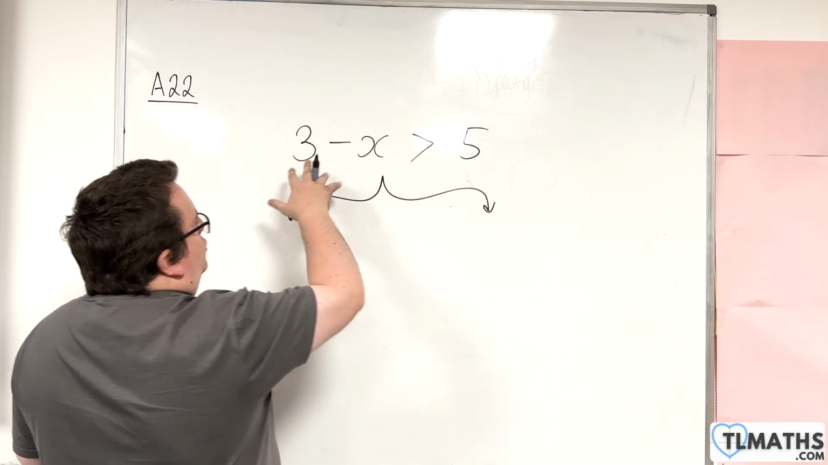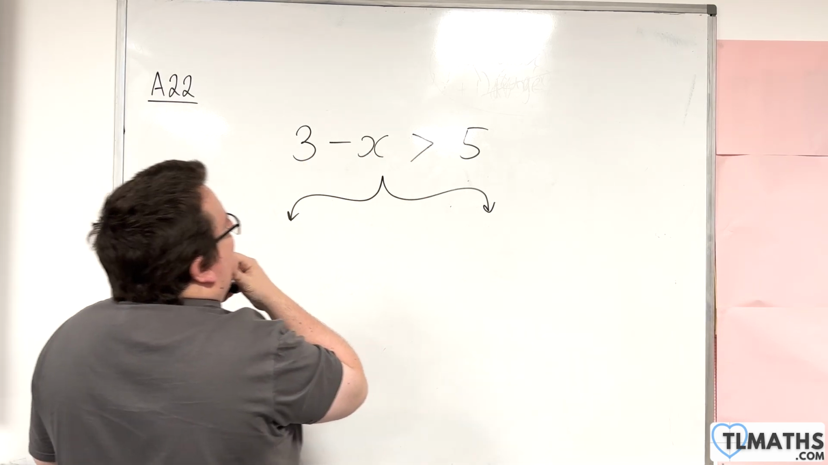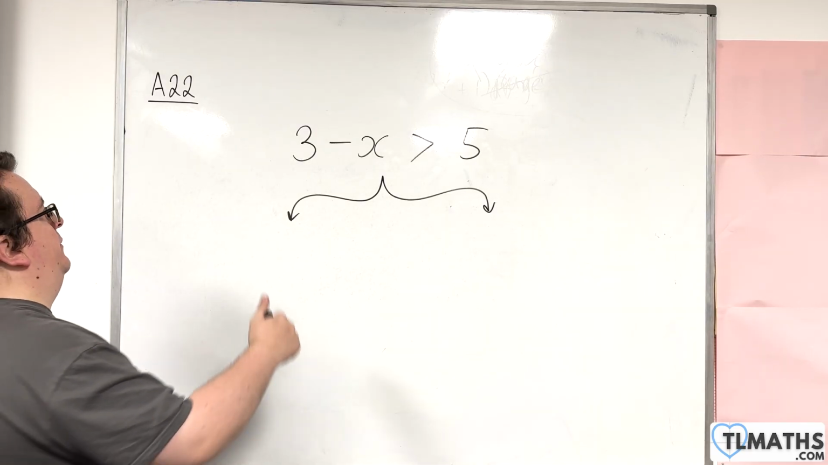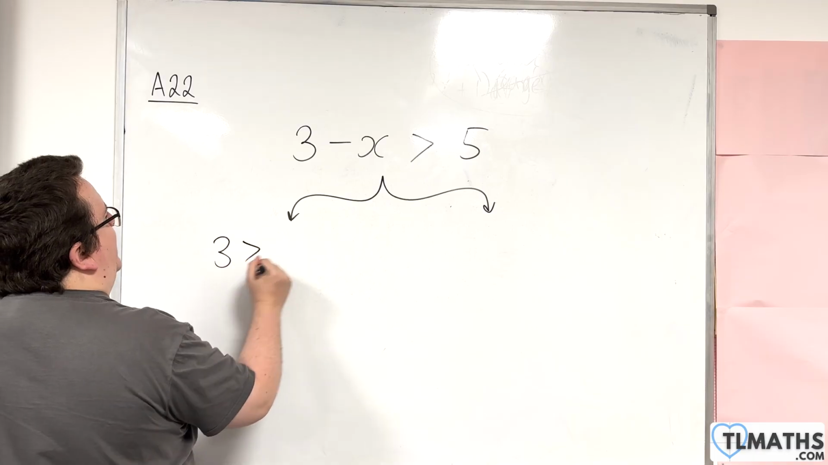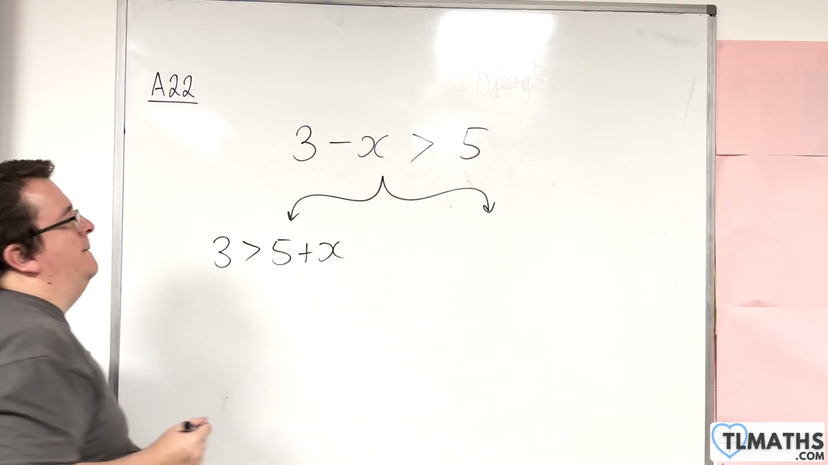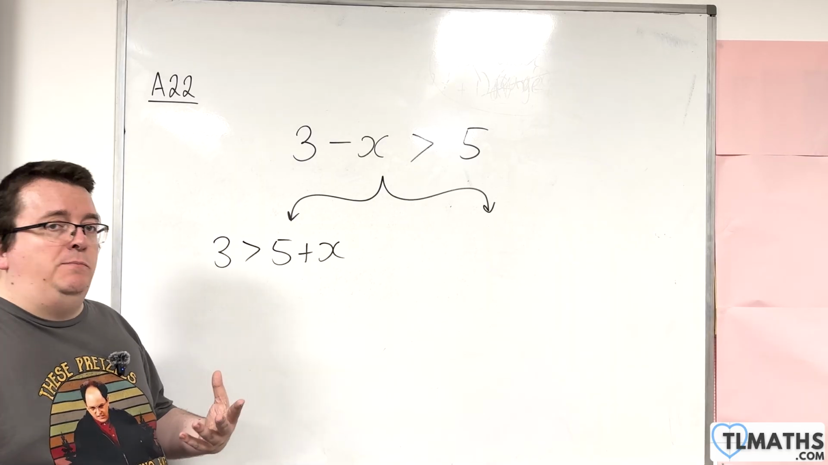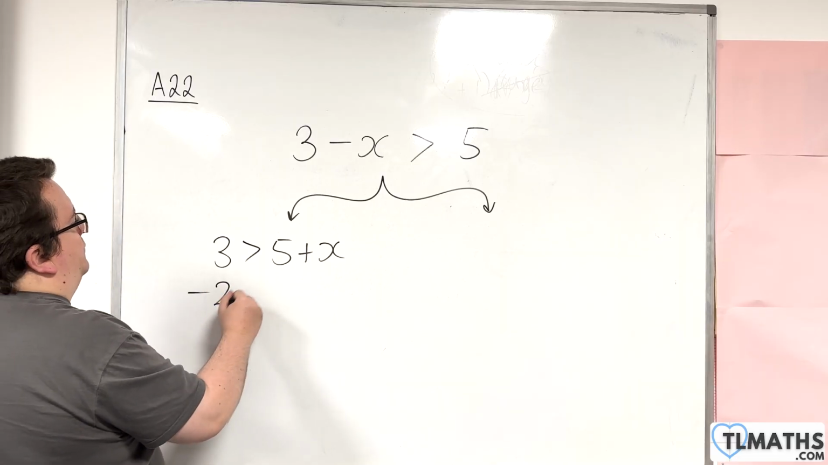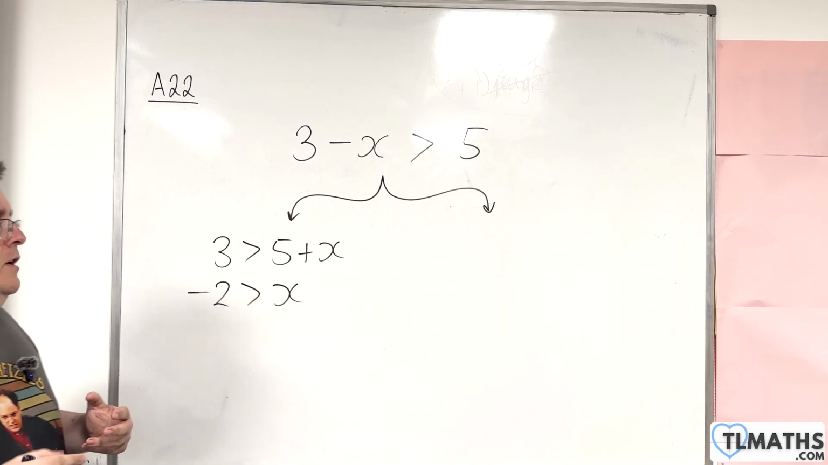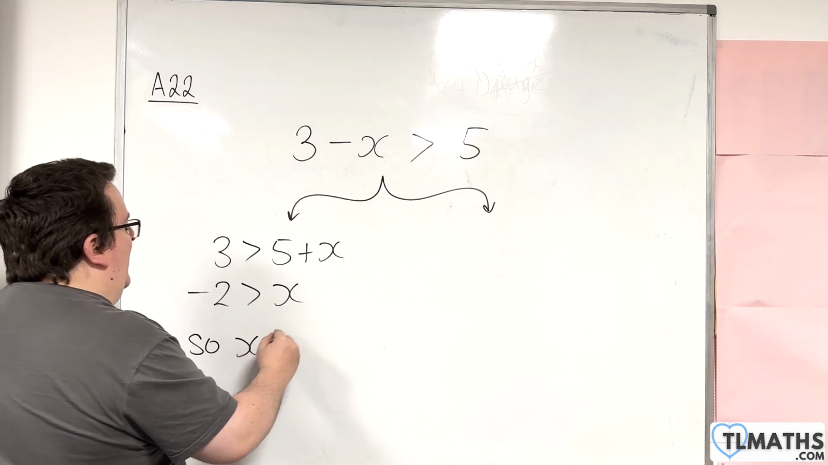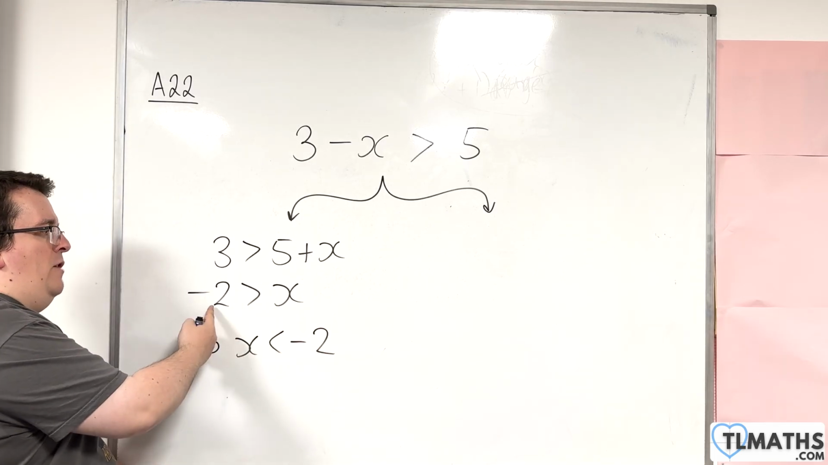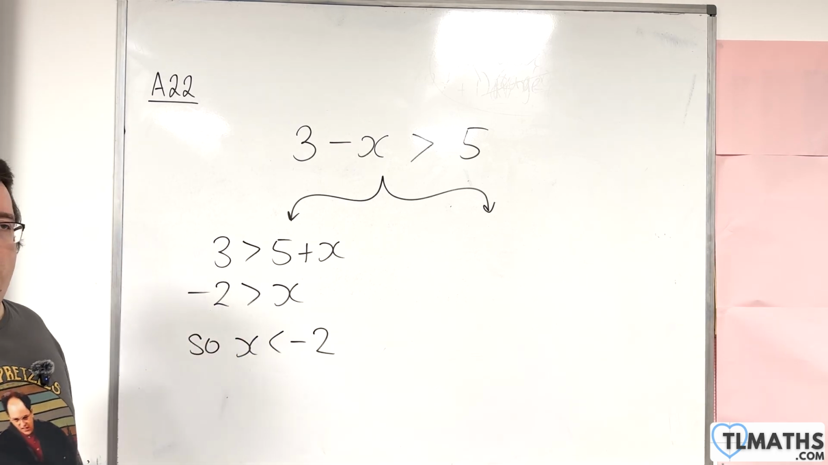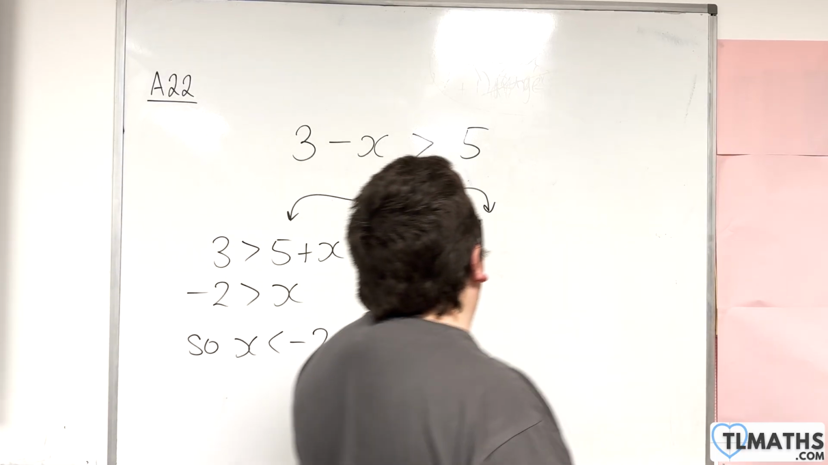because what they would do to tackle this is say, okay, because I've got the minus x, I'm going to add x to both sides. So I'm going to get 3 is greater than 5 plus x. That's perfectly fine. I've added x to both sides. The inequality holds. I can then subtract 5 from both sides. The inequality holds. So x is less than minus 2. You can write it that way round, minus 2 is greater than x, but usually we like to read it that way, don't we? So x is less than minus 2. And that's our answer.